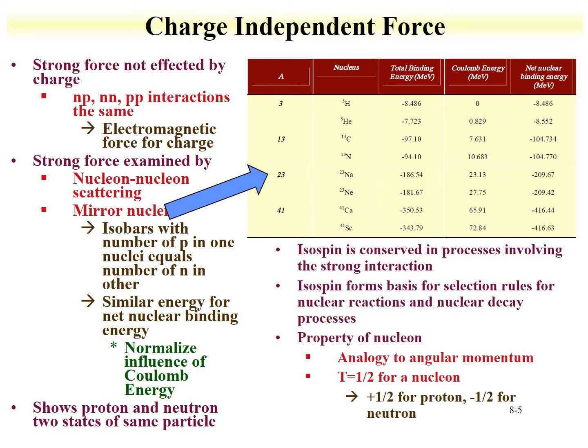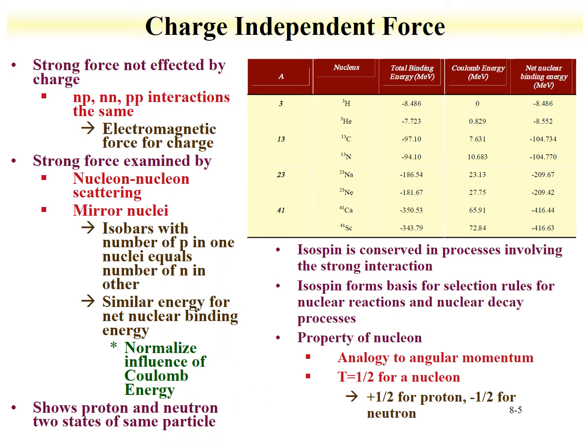And here's an example of some mirror nuclei, and these mirror nuclei are isobars where the number of protons in one nucleus equals the number of neutrons in another. So for instance, if we look at A of 23, we can have sodium-23 and neon-23 as mirror nuclei. As you can imagine, you can evaluate mirror nuclei for only fairly low A. As you go higher in A, you couldn't get a nucleus with more protons than neutrons.